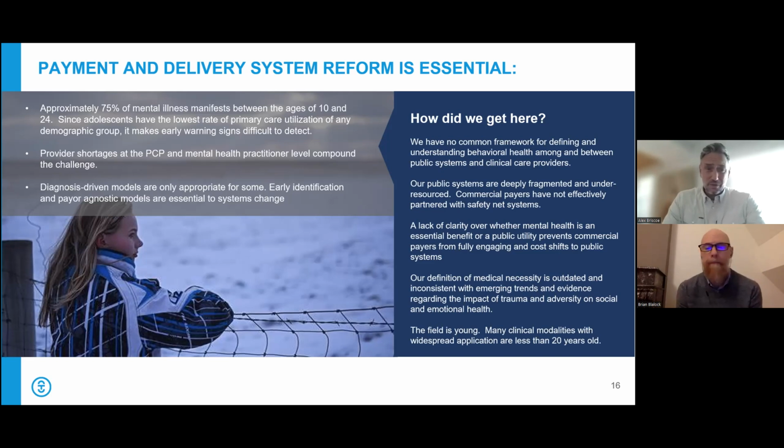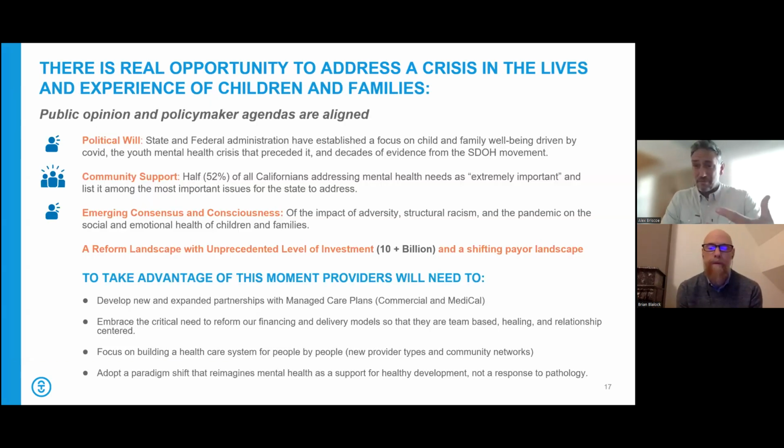So this crisis is real, but there are actually some really hopeful things. There is political will, meaning we have state and federal leadership who have made unprecedented investments. Californians say this is among the most important things to them. And we have an emerging consciousness and understanding in the Medicaid space that adversity and structural racism are driving this crisis, and traditional medical model intervention must be changed. And we have a reform landscape that is fundamentally transformed.